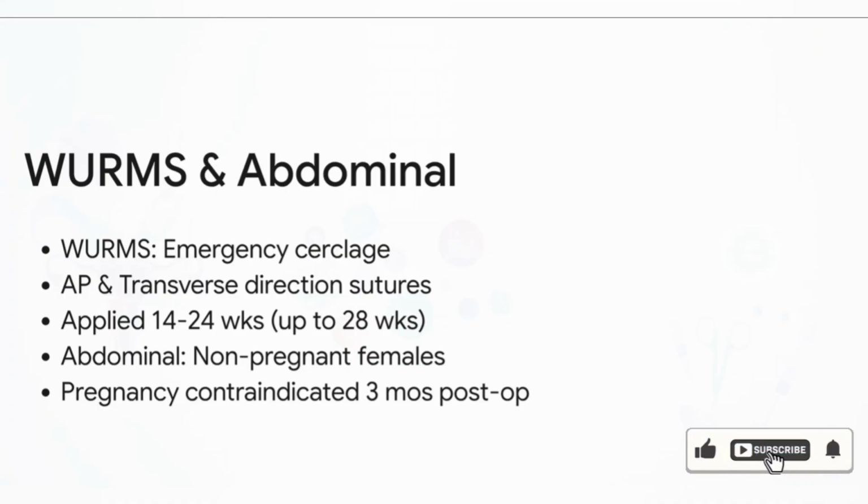Wrapping up the technical procedures, let's talk about worm cerclage. This is your emergency option when the cervix is already dilated. You place 2 sutures, one in the AP direction and one in the transverse direction. It's done between 14 to 24 weeks, though RCOG guidelines say up to 28 weeks. As for the abdominal cerclage specifics, it's often done laparoscopically, sometimes involving lash surgery. Very importantly, it's performed in non-pregnant females, and pregnancy is strictly contraindicated for 3 months post-surgery to allow for proper healing.